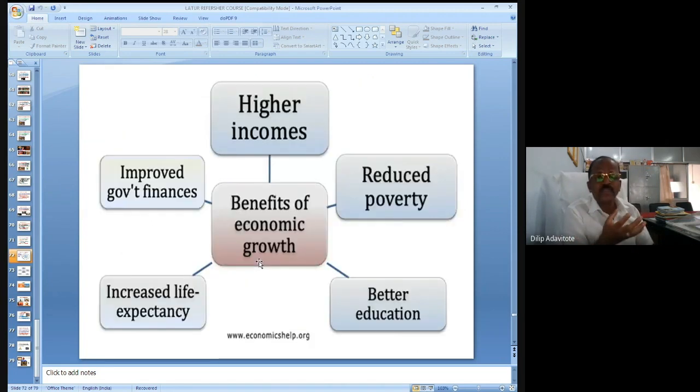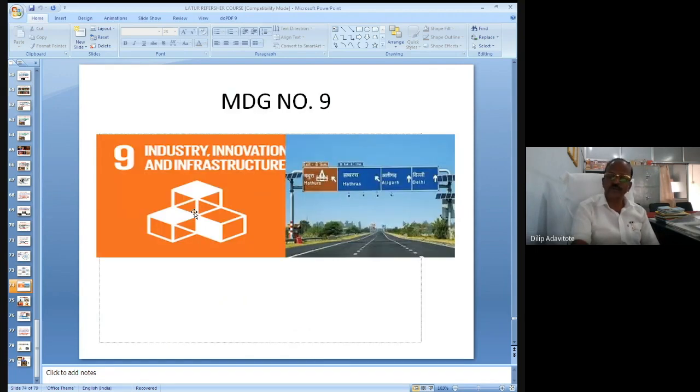Drivers of globalization. The net benefit as far as the economy is concerned: higher income, it reduces poverty, it gives better education, increased life expectancy, then improved government finances. So economic growth then takes place. Otherwise, it is hampered. Out of the number of Millennium Development Goals, number nine, industry, innovation, and infrastructure, is related to the tourism sector. So that number nine goal is taken up by our Indian government and the Ministry of Tourism, Ministry of Road Transport, Ministry of Environment. All of them are doing their best, with innovations in that sector, and developing.